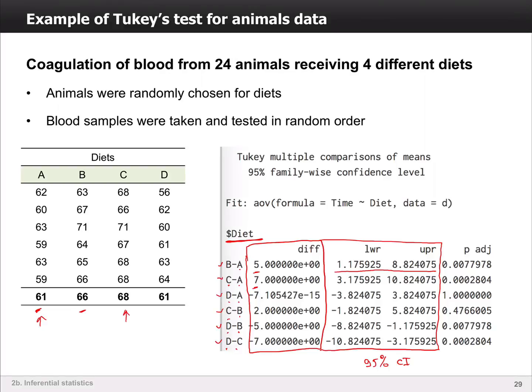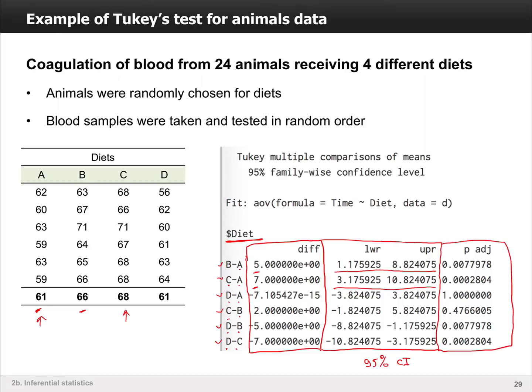So it means that diet B gives you a higher coagulation time than diet A. How big is the difference? Well, at least by 1.2. We don't know exactly. At least by 1.2 up to 8.8 with 95% confidence, okay? If you compare diet C and diet A, we can see that diet C gives a higher coagulation time than diet A. And then how big the difference is? We don't know, but at least by 3.17 up to 10.8 with 95% confidence. Okay.